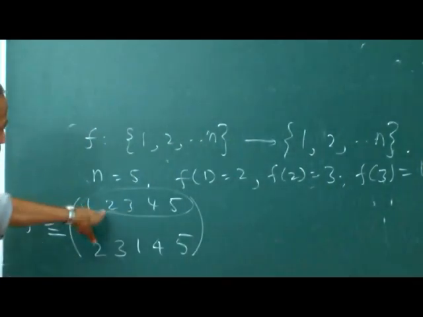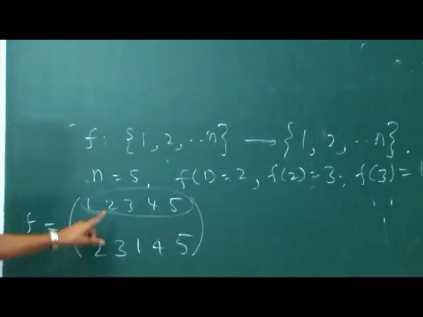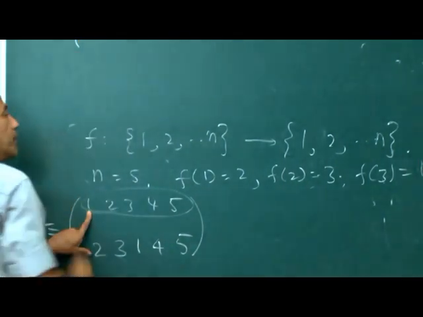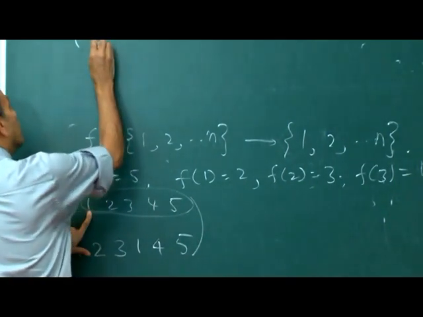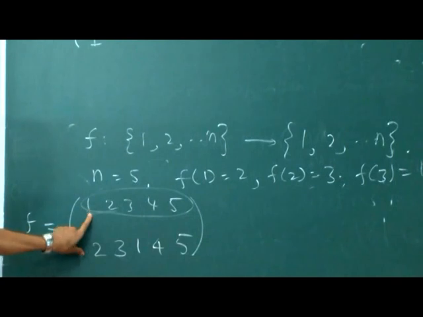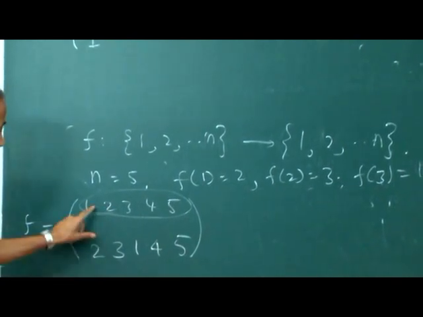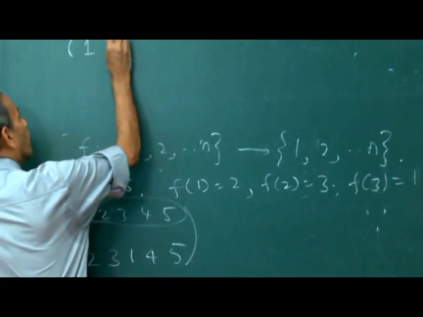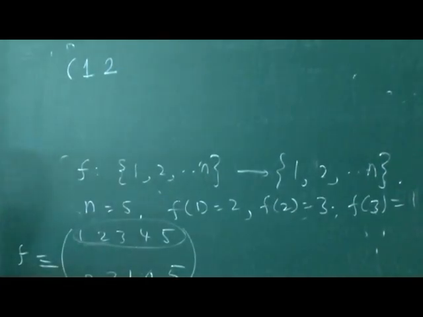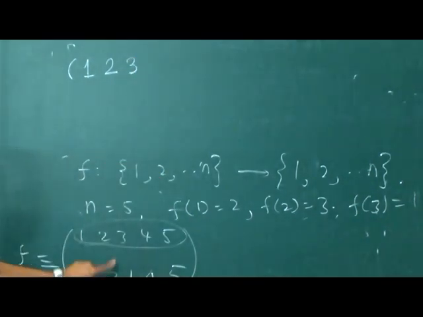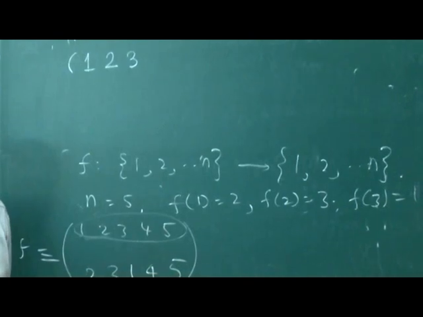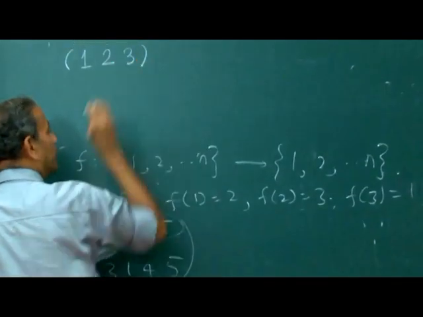Let us take the same permutation. We'll start with an opening bracket, 1. Next to 1, find out where 1 is going. 1 is going to 2, so I'll write 2. Now 2 is going to 3, so next to 2, I'll write 3. Now 3 is coming back to 1, so I'll complete the bracket.